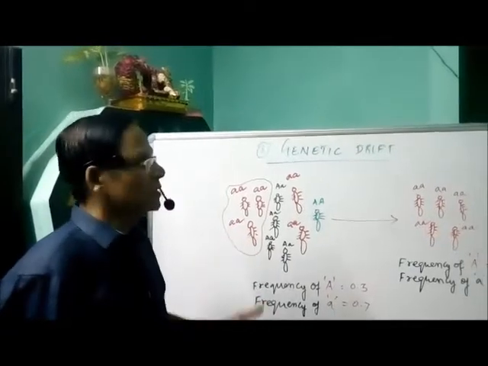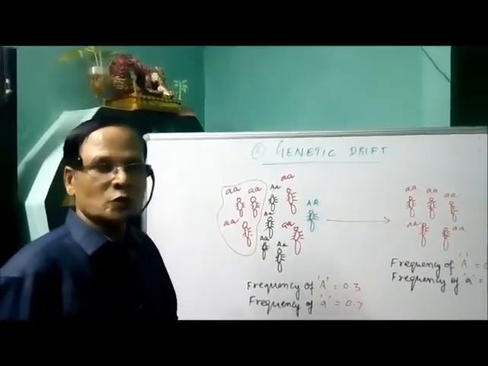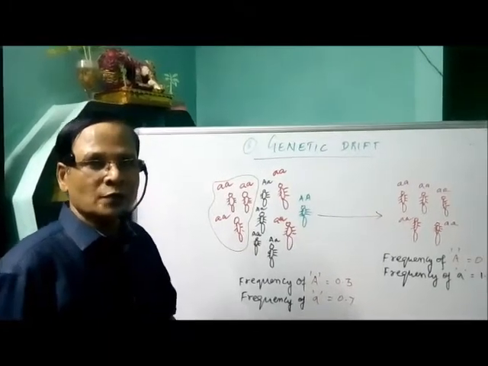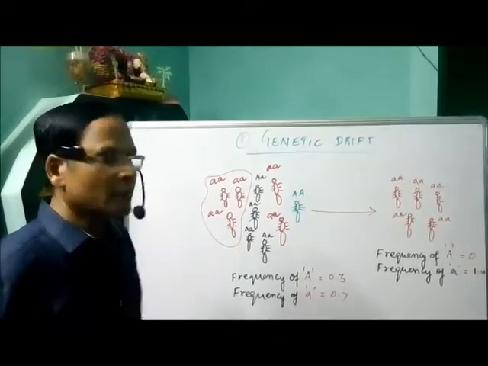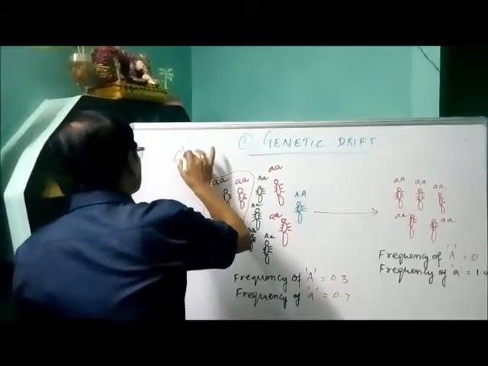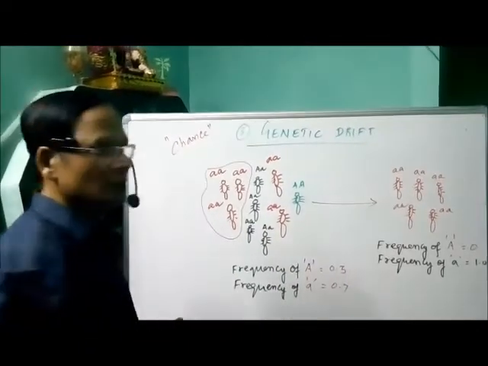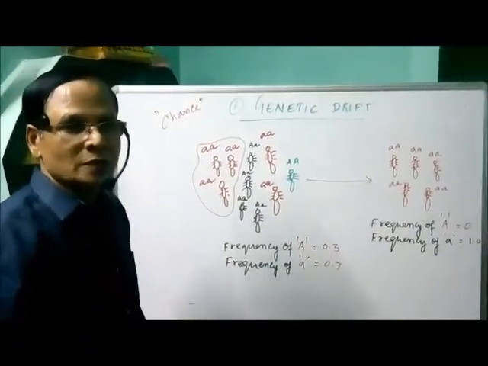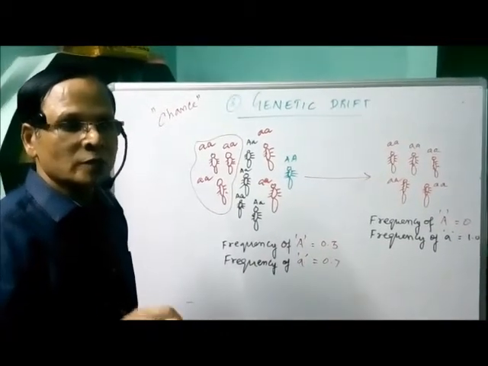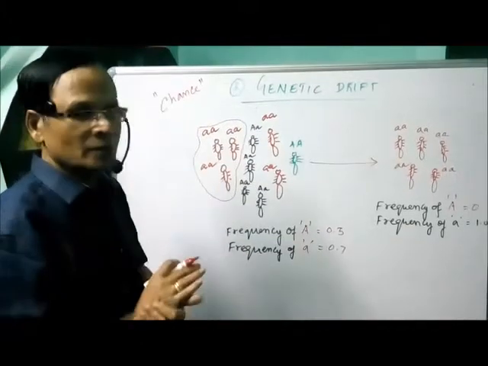Now another one, genetic drift. It is an evolutionary mechanism which causes allelic frequency change in a population over time by mere chance fluctuations. I can repeat it another way: a change in allelic frequency in a small sexually reproducing population by chance is called genetic drift.